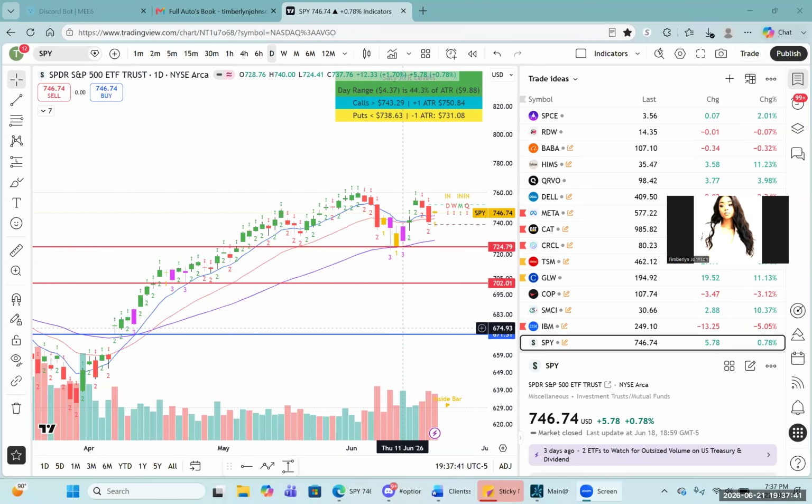Share my screen. Maya, let me know if you can see my screen when you get a second. Yes, I can see it.